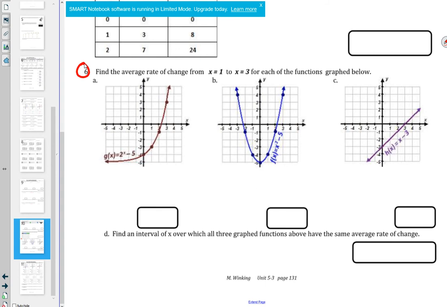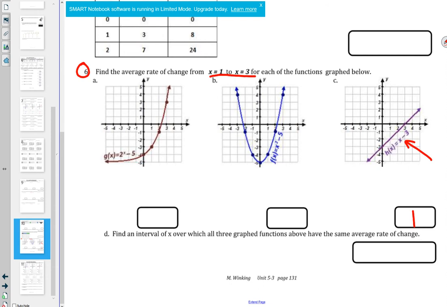linear functions, slope is constant. It doesn't matter what the interval is. The slope is always going to be the same. So since they give me that function h there, what's the slope of that function? 1. And the rate of change is always going to be 1. So this is just 1. Remember on the Google form, just put the number. On the other ones, we're going to have to use the slope formula.